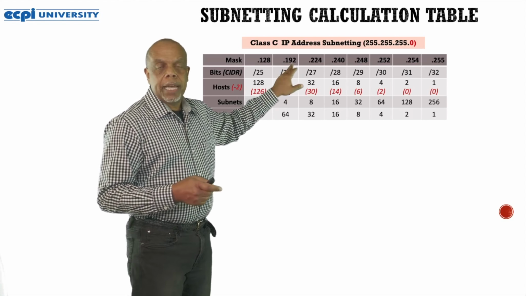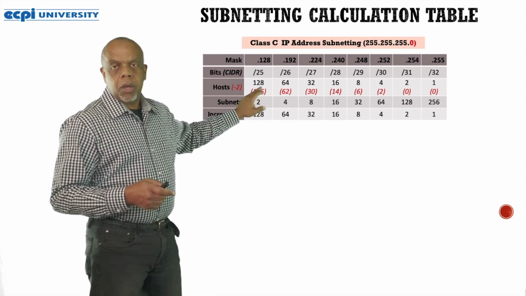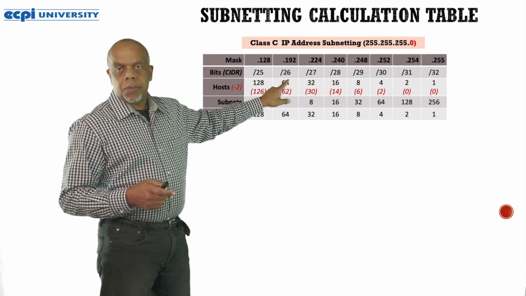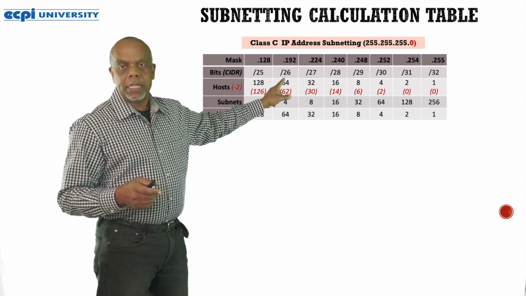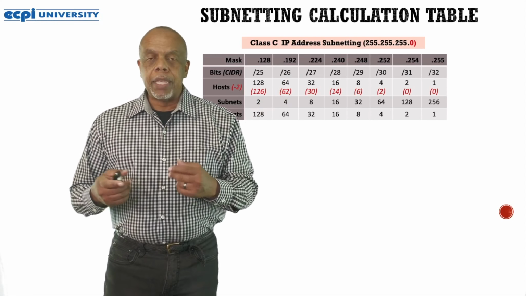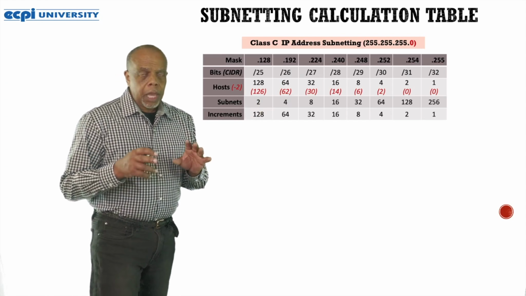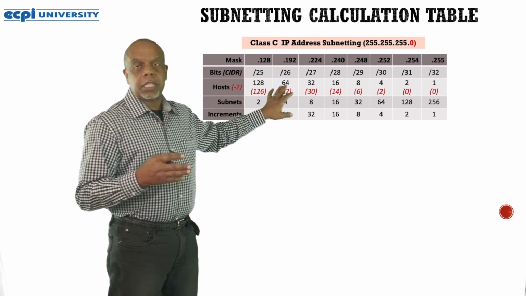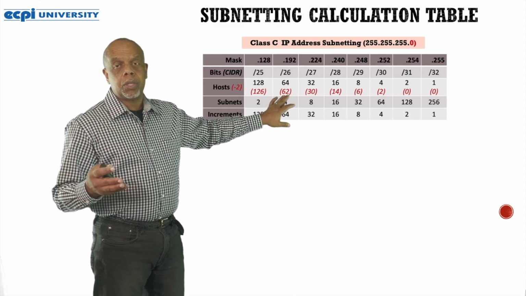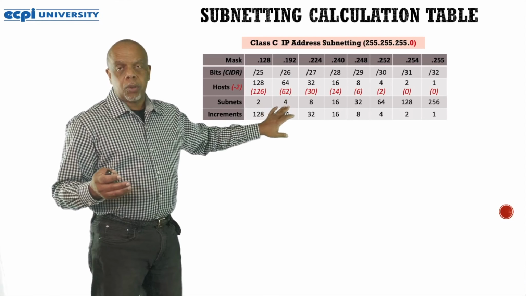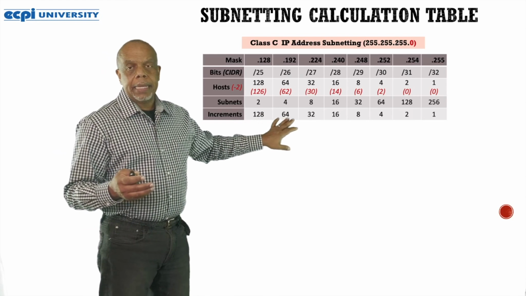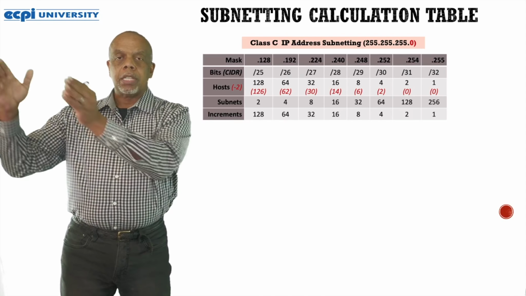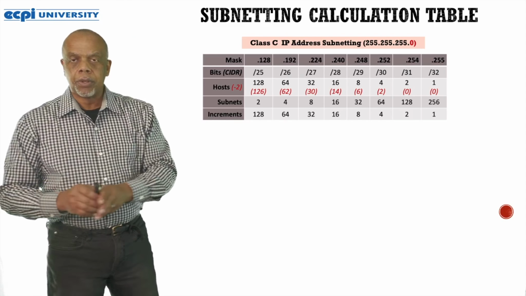If I do the 192, like we did the math before, which is 128 plus 64, so with a subnet mask of 192, the CIDR, the number of bits, is going to be 26. Why? Because I am using the first 2 bits of that 4th octet. That will give me 64 total hosts, but I can only assign 62. I can have a total of 4 networks, and it increments every 64. So there's going to be 64 IP addresses, 64 IP addresses, 64 IP addresses, and 64 IP addresses.